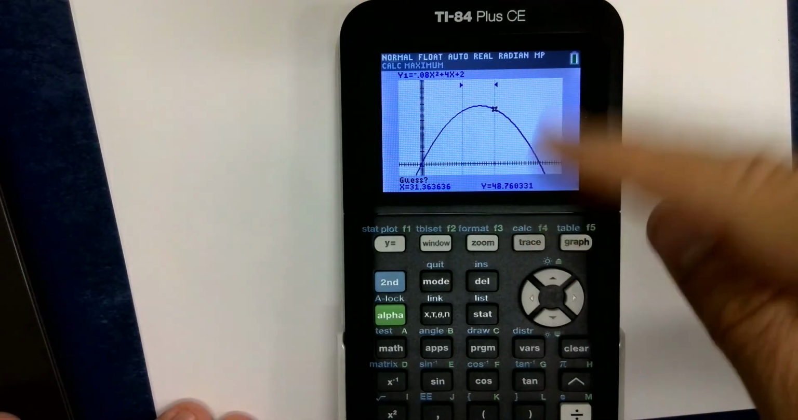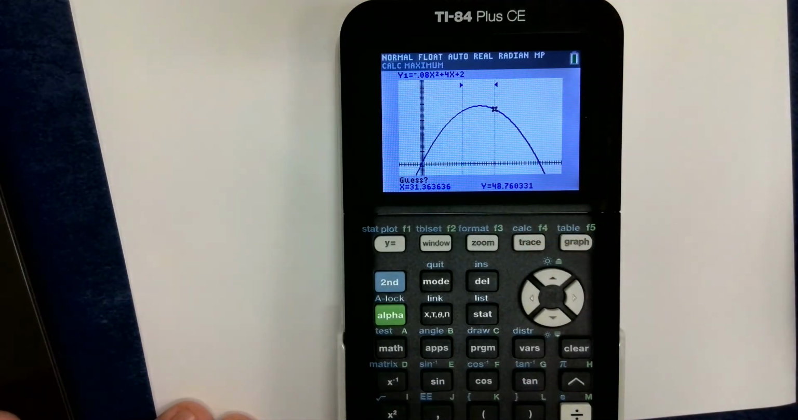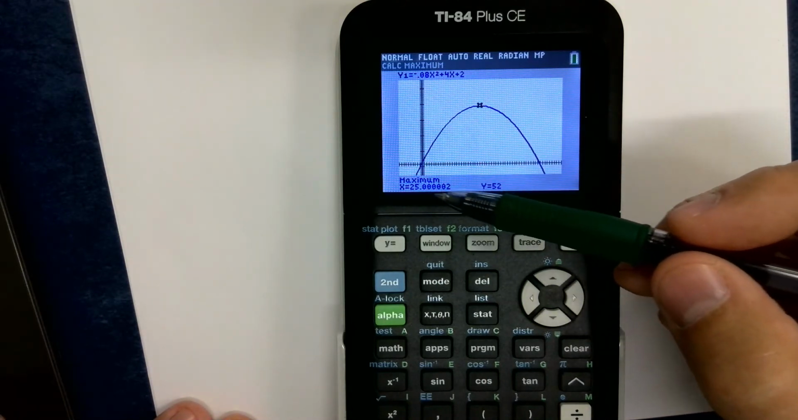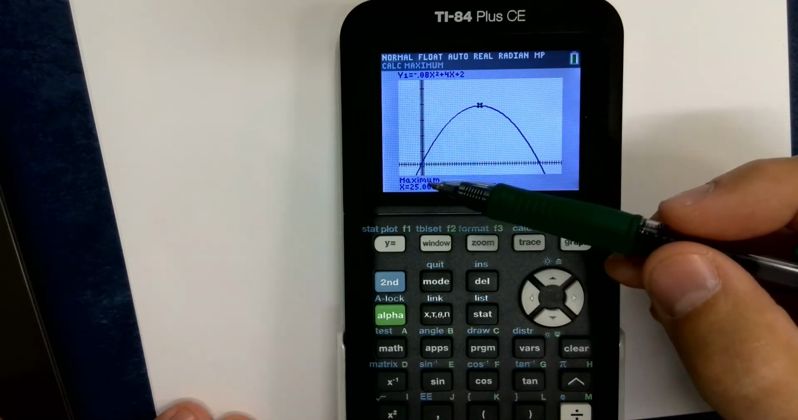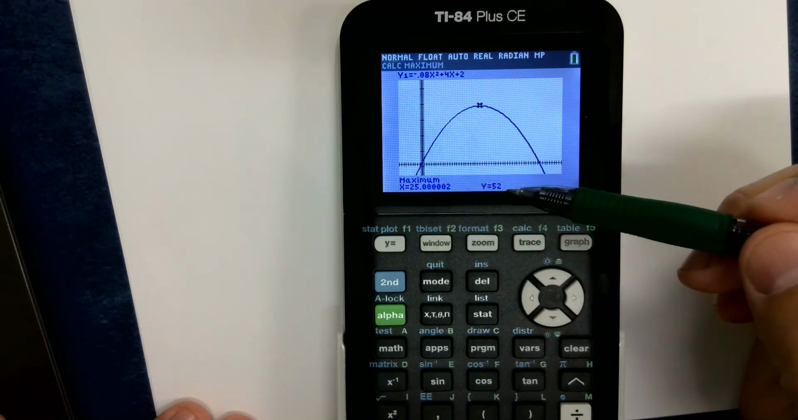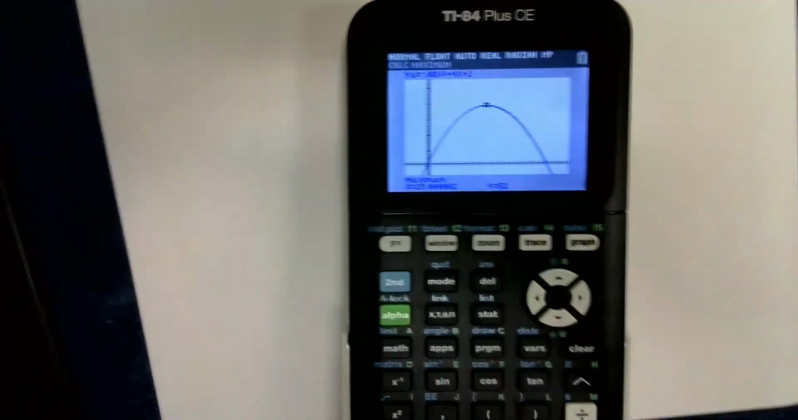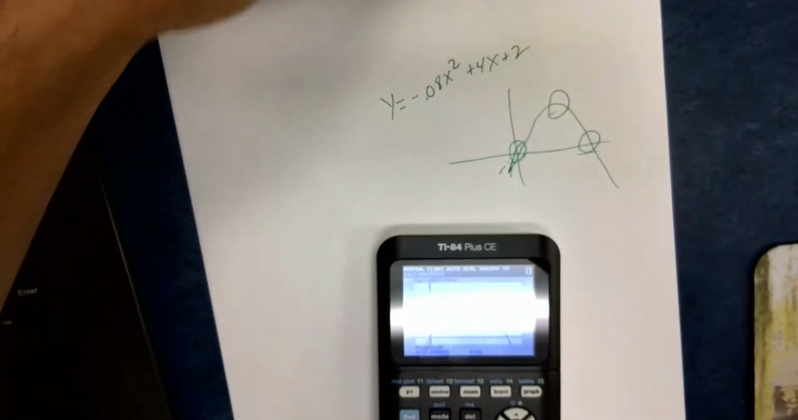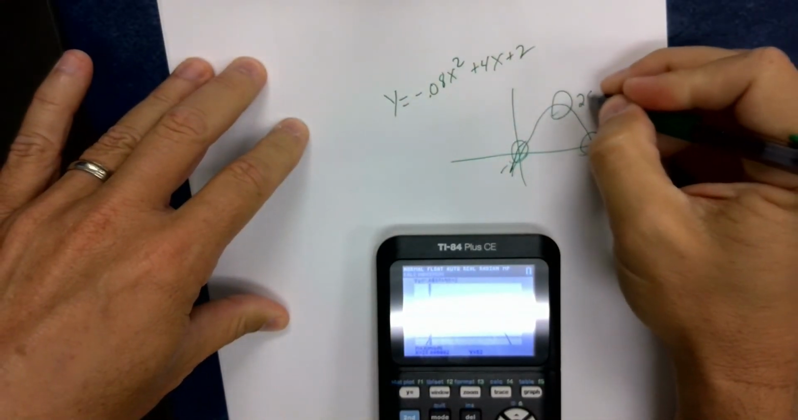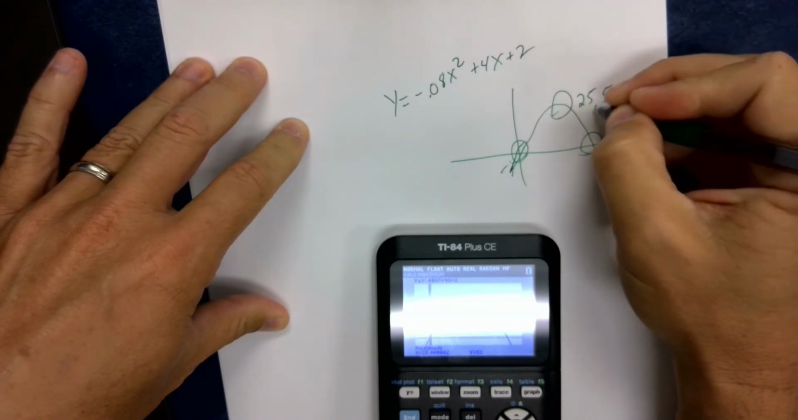Again, the newer calculators show that, and I think that's kind of beneficial for you. Then it says, do you want to guess? And I'm like, I don't want to guess. So I just hit enter. So now this tells me that the maximum value is at 25. When x is 25, the maximum value is 52. Okay? So 25, 52. So if I go here, back to my paper, I know that my vertex is 25, 52.